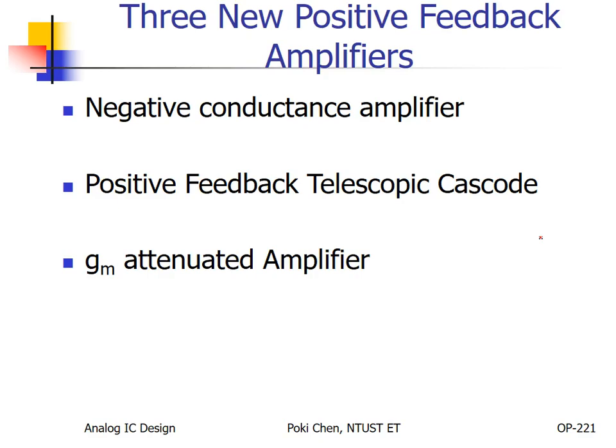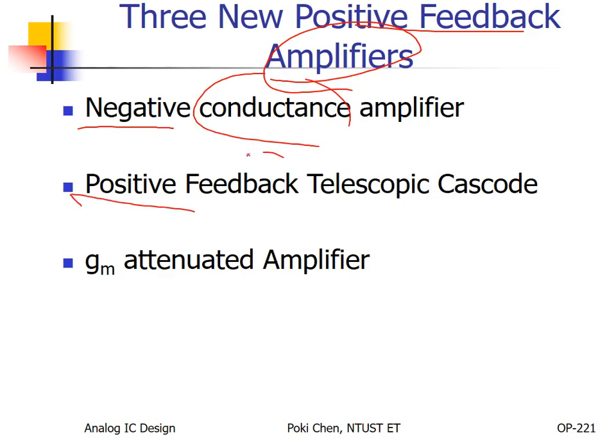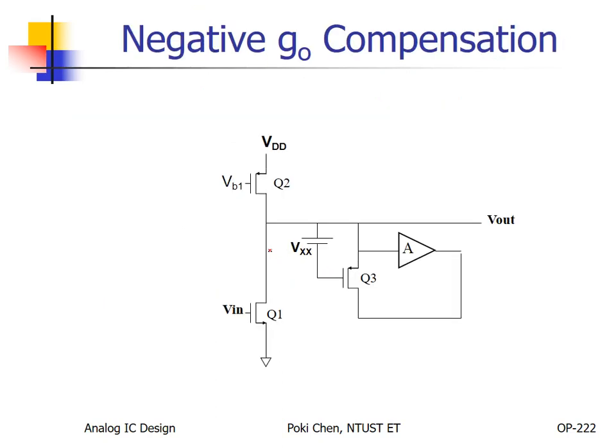So let's go further for some kind of sample design implemented by Professor Geiger and his students. He would like to show you 3 new positive feedback amplifiers. From the very beginning, negative conductance or negative impedance amplifiers, as you like, or positive feedback or GM attenuated amplifier. So, for example, this is the so-called negative G out compensation.